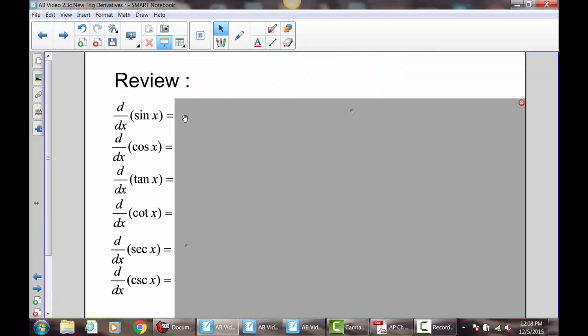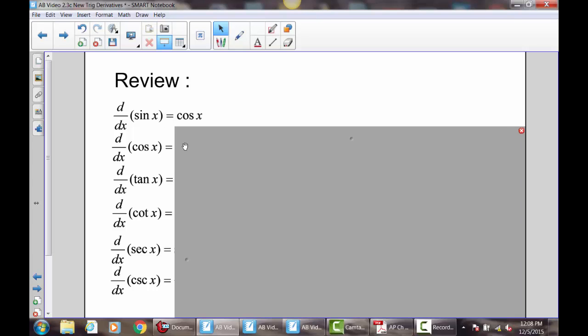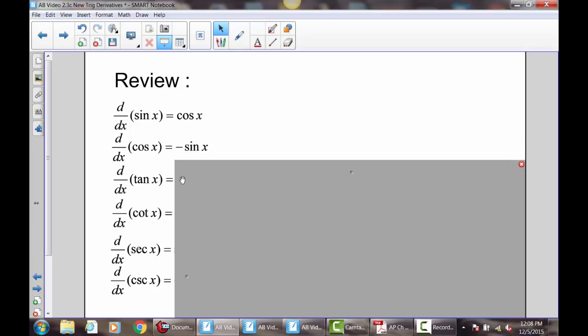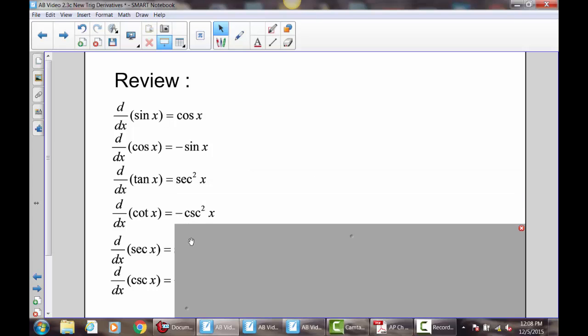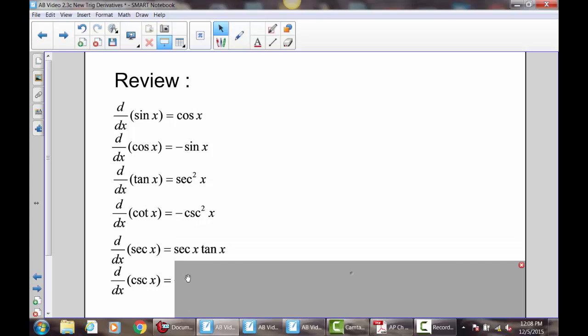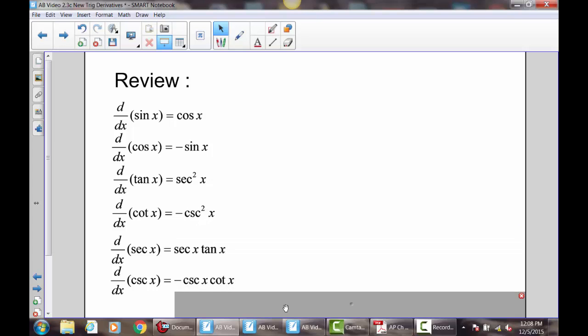Alright, so a quick review of what we know. The derivative of sine x, hopefully you can answer these before I say them, is cosine x. The derivative of cosine x is negative sine x. Derivative of tan x is secant squared x. Derivative of cotan x is negative cosecant squared x. The derivative of secant x is secant x times tan x. And the derivative of cosecant x is negative cosecant x cotan x.